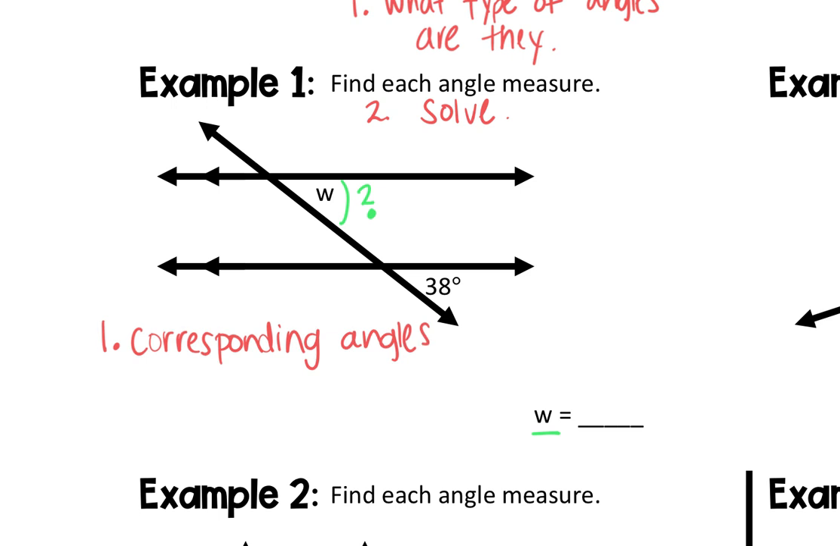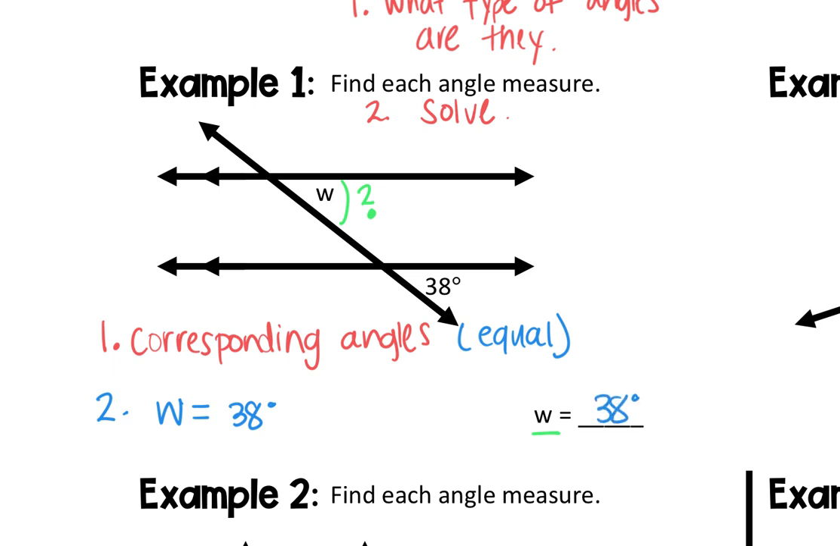So at this top right here in the group of 4, W is in the bottom to the right, and so is 38. In their group of 4 right here, 38 is in the bottom and to the right. Okay, so they're corresponding. The second thing is to solve, okay? I want to solve for the variable. And because I know they're corresponding, remember, that means they are equal, right? They're congruent. So if one of my angles is 38, I know the other one that's corresponding is also 38. So my conclusion is that W equals 38 degrees.